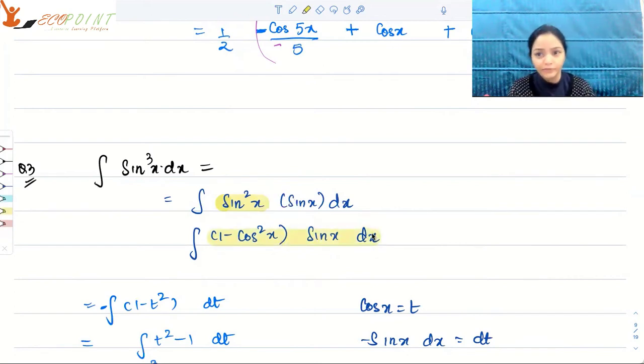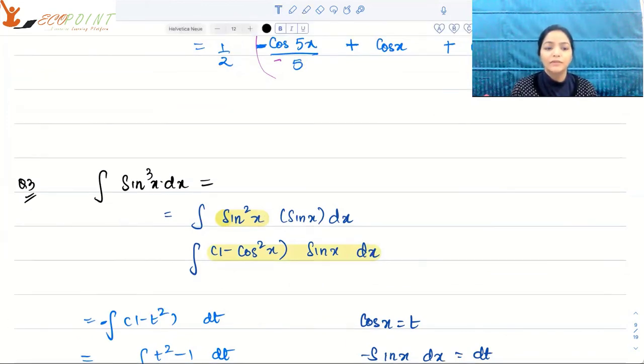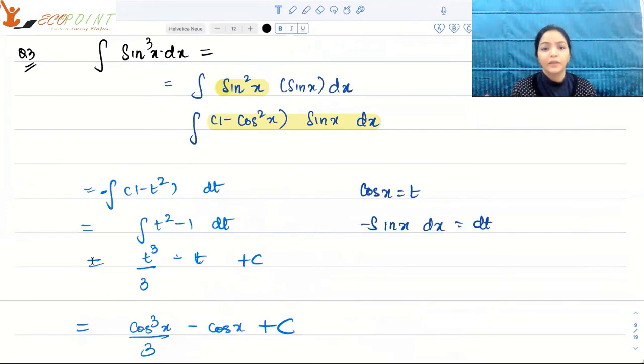Now substitute. Take cos x as t. So minus sine x dx becomes dt. Hence your expression turns into minus of 1 minus t square dt, or in other words, t square minus 1 dt. Very easy to integrate that.